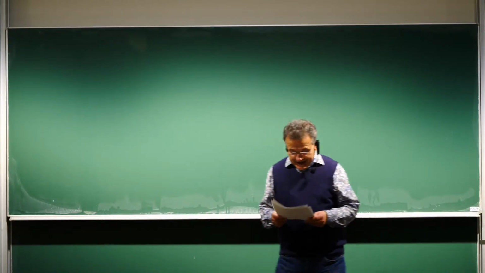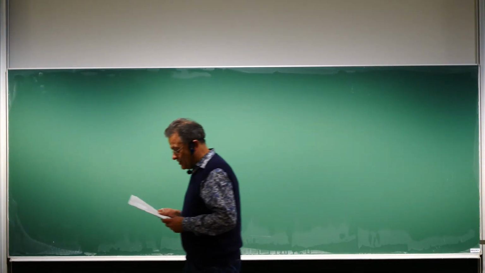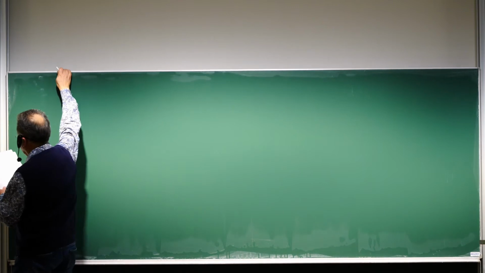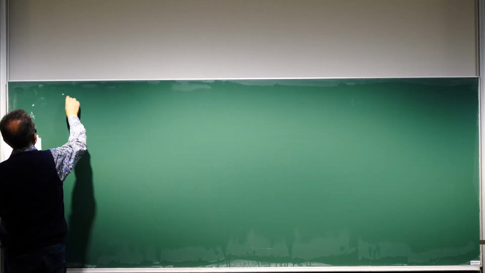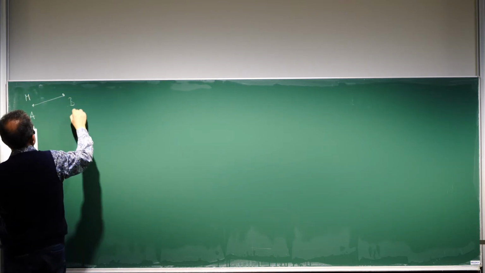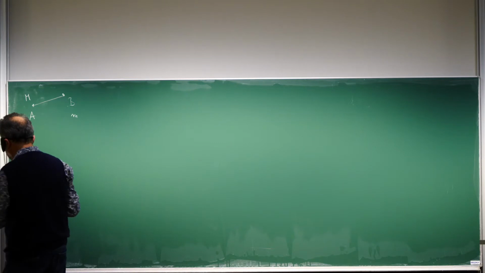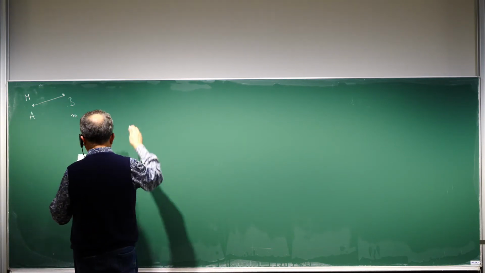Yeah, welcome again. So for the second part of Newtonian gravity. Recall last time we had here the situation of two bodies A and B with masses capital M and small m attracting each other. And we had the Newtonian law.